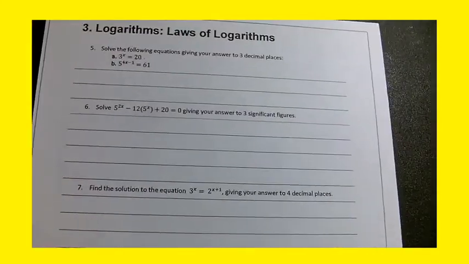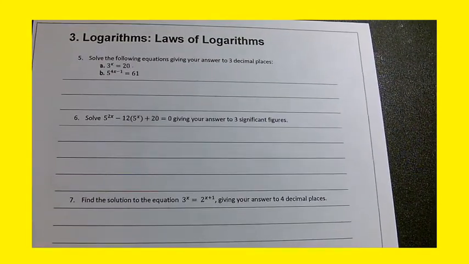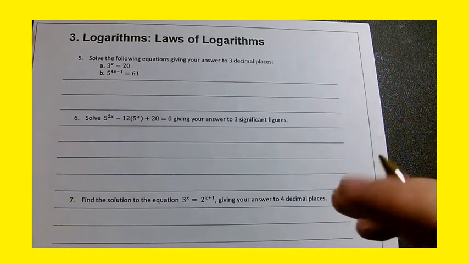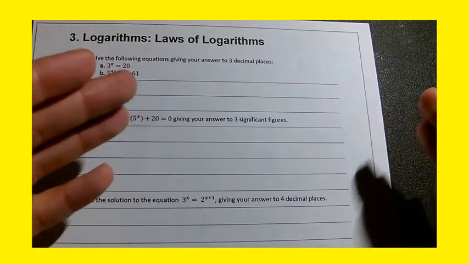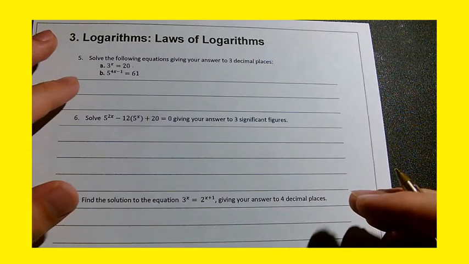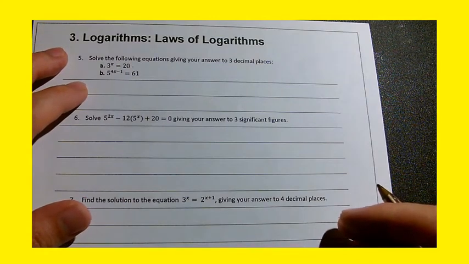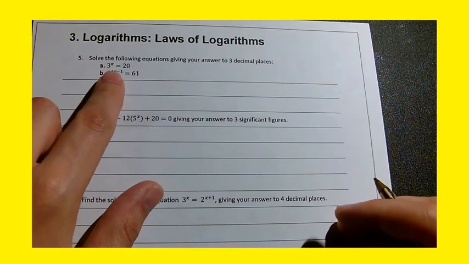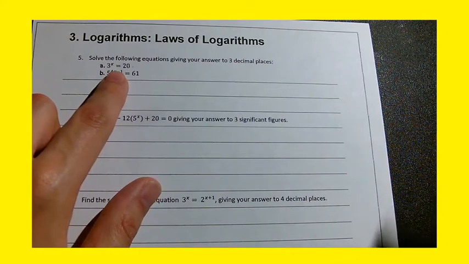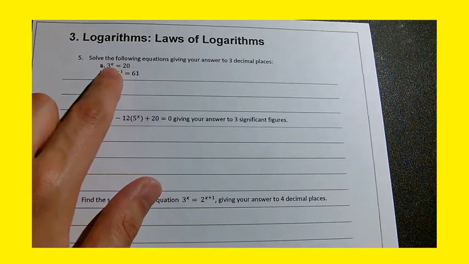Okay, so we've got 3 to the power of x equals 20 and 5 to the power of 4x minus 1 equals 61. So in the previous video I said that it's very useful to be able to use the rule from getting from exponential to log form or log form to exponential form for this sort of context. Why? Because you know 3 to the power of something gives you 20. We know that 3 squared is 9 and 3 cubed is 27. So we know our answer is between 2 and 3.